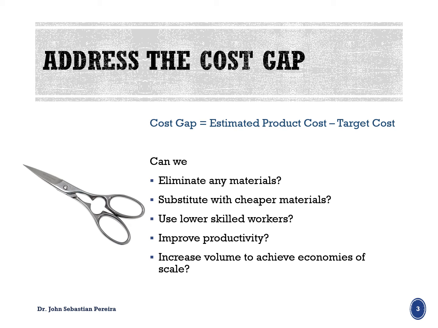Once a target cost is estimated, the next step is addressing the cost gap. Cost gap is the difference between the estimated product cost or the actual product cost, subtracting the target cost from it. If this value is positive and bigger, then there is a huge work to do to bring the product cost down. However, if this gap is smaller or even negative, then the management or the production process can work towards improving some level of profitability in the business.